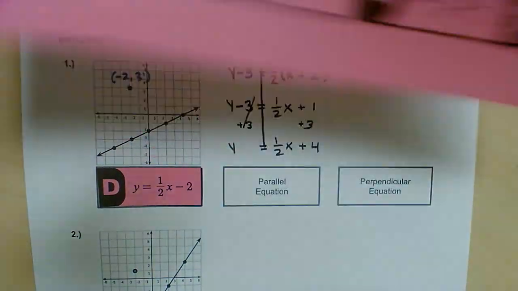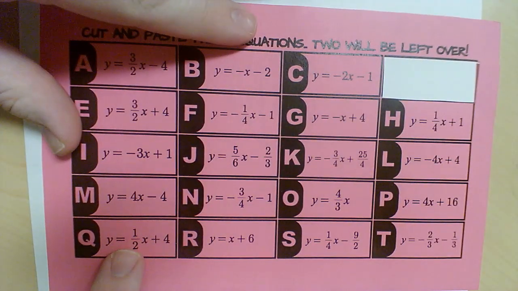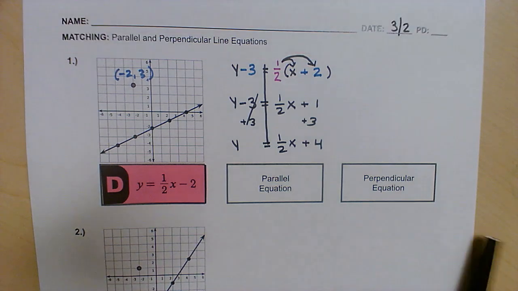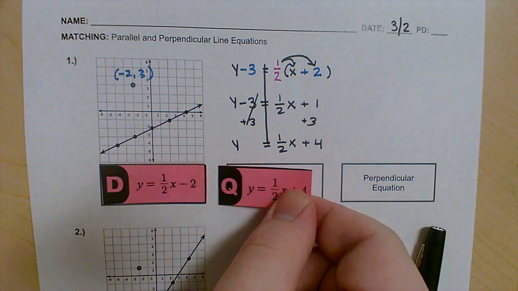Now looking at my remaining options, I see that in the bottom left corner, it's Q, y equals 1/2 x plus 4. So I'm going to cut Q out. And then glue Q down.